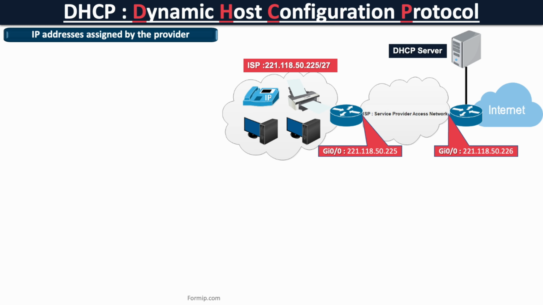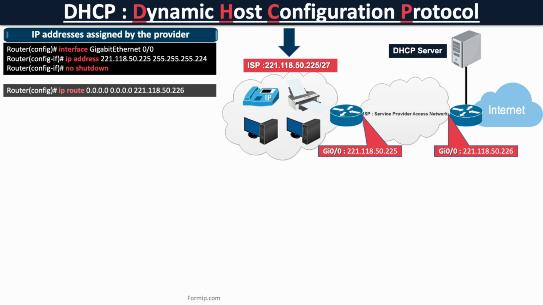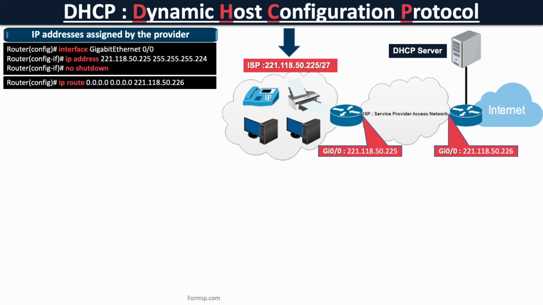In this case, if the provider provides a static IP address without DHCP, you will have to configure it yourself on the router. Let's say the ISP assigns us the static IP 221.118.50.225 with a /27 mask. In this case, there will be two things to do. The first is to configure the static IP address on the router interface that is on the ISP's side. Here, it's the Giga00. And the second thing you need to do is to configure a default route that will forward all traffic destined for the internet to the interface that's on the other end of the router. That is to say, at the internet service provider.